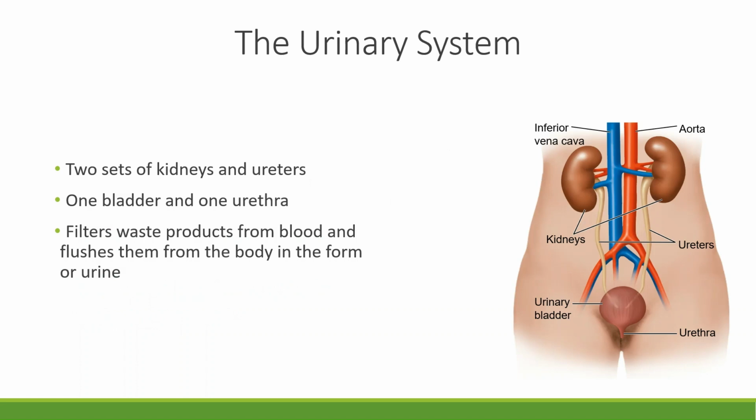We'll need a basic understanding of human anatomy regions. First, we'll talk about the urinary system. And we can see here, if we trace it at the start, we have a pair of kidneys and a pair of ureters that filter waste products from the blood and flush those waste products from the body in the form of urine down towards a single bladder and urethra.